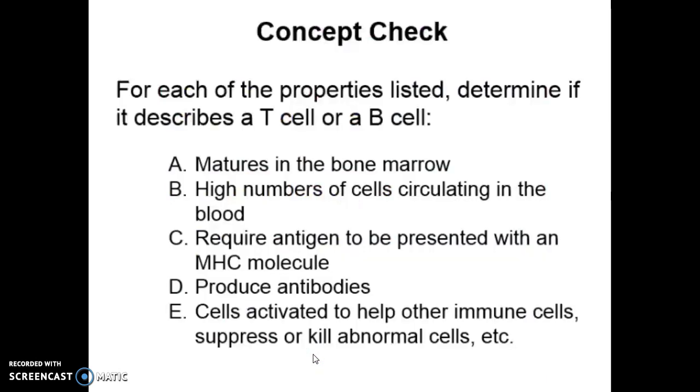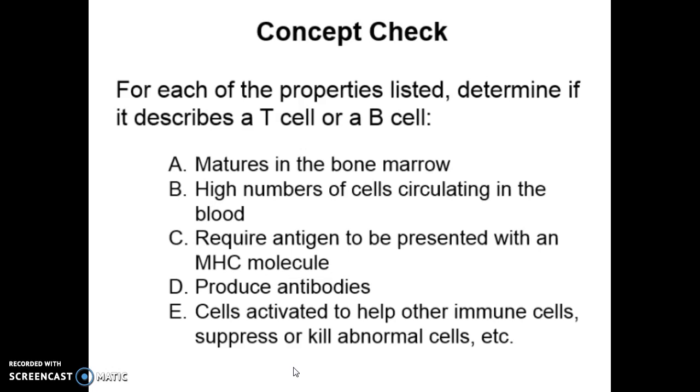All right, real fast, concept check here. For each of these properties, determine if it describes a T cell or a B cell. Matures in the bone marrow: B cell, you've got B and bone. High numbers of circulating cells in the blood: if you refer back to that table that compares and contrasts B and T cells, you'd remember that it's T cells. Requires antigen to be presented with an MHC molecule: that's going to be a T cell.